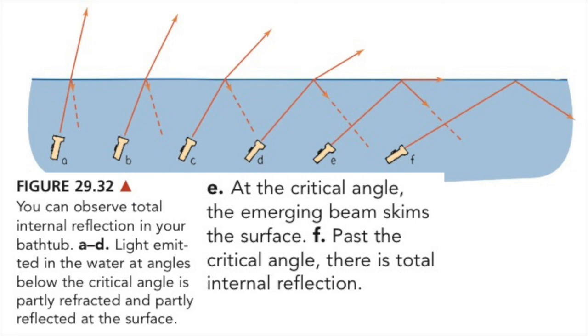When a flashlight is tipped beyond the critical angle, 48 degrees from the normal in water, the beam cannot enter the air. It is only reflected. The beam is experiencing total internal reflection, which is the complete reflection of light back into its original medium. Total internal reflection occurs when the angle of incidence is larger than the critical angle. The only light emerging from the water surface is that which is diffusely reflected from the bottom of the bathtub.